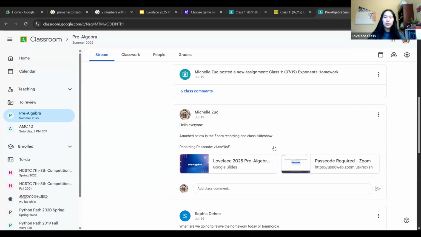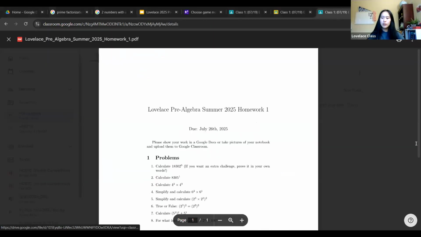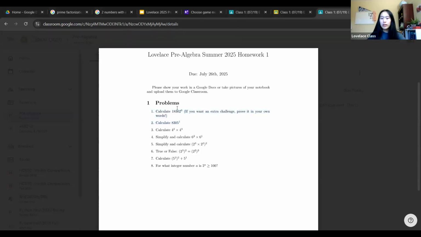Okay, it seems we're good. I'm gonna very quickly go over the problems from last time so that I can explain for anyone who maybe doesn't understand something. The answer to number 1 is 1 because any number to the power of 0 is 1. So I could put any number here in the base and that'd be 1. For this one, since it's 8,305 to the power of 1, that's just itself, 8,305. This one in exponent form is 4 to the 5th power.